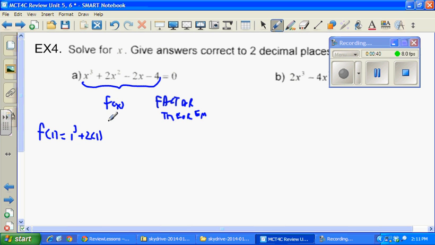And in this case, it doesn't look like it's going to work. I thought it was going to work, but it's not, right? 1 plus 2 minus 2 minus 4, that's minus 3. And so remember what this says: x minus 1 is not a factor.